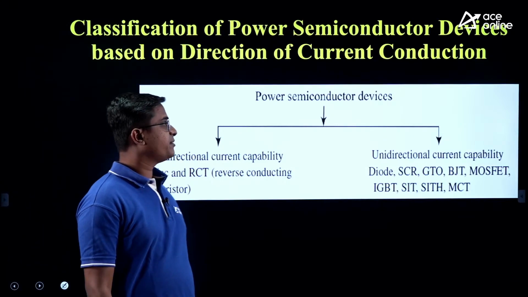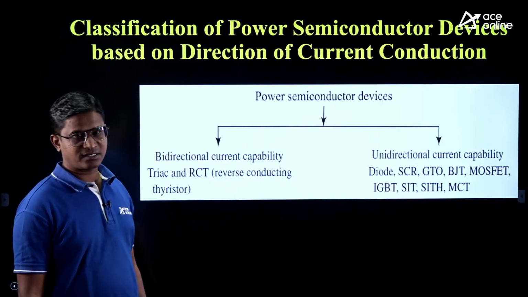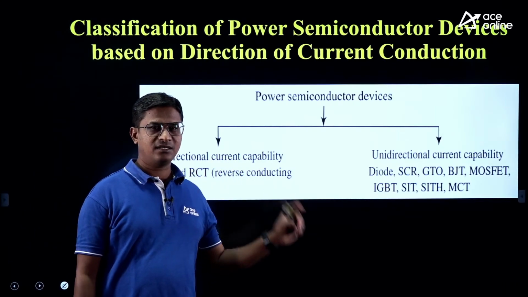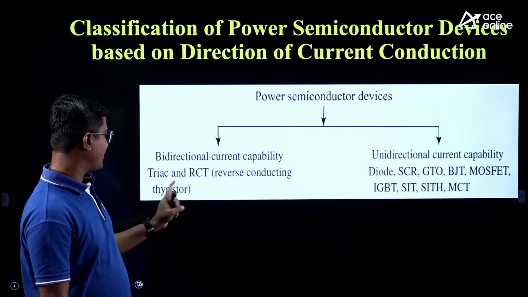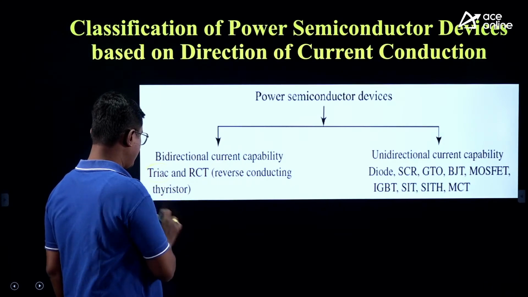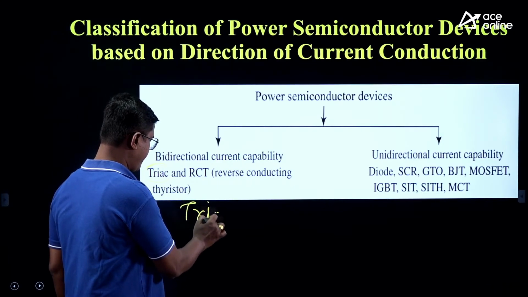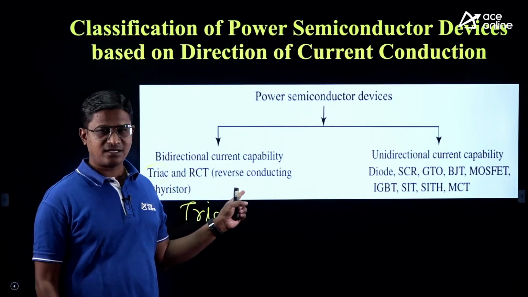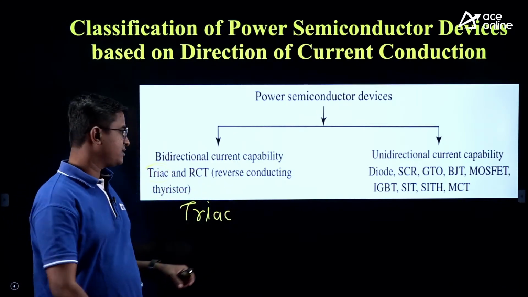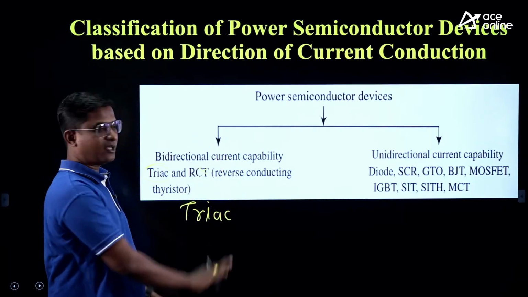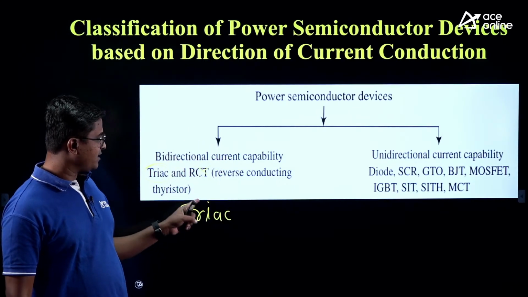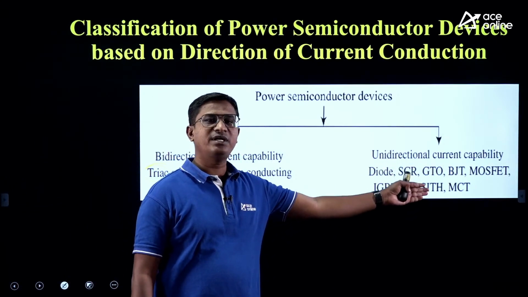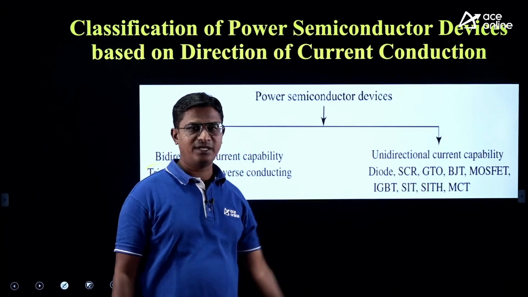Next, classification based on the direction of current conduction. So there are two types, unidirectional and bidirectional. Triac is your bidirectional device, okay. Triac, here it is, triac. And here one more thing I have written, RCT, that is a reverse conducting thyristor. Reverse conducting thyristor is not there in your syllabus, so forget about it, okay. So only triac is a bidirectional device, whereas all other devices are unidirectional devices, okay, only unidirectional devices.